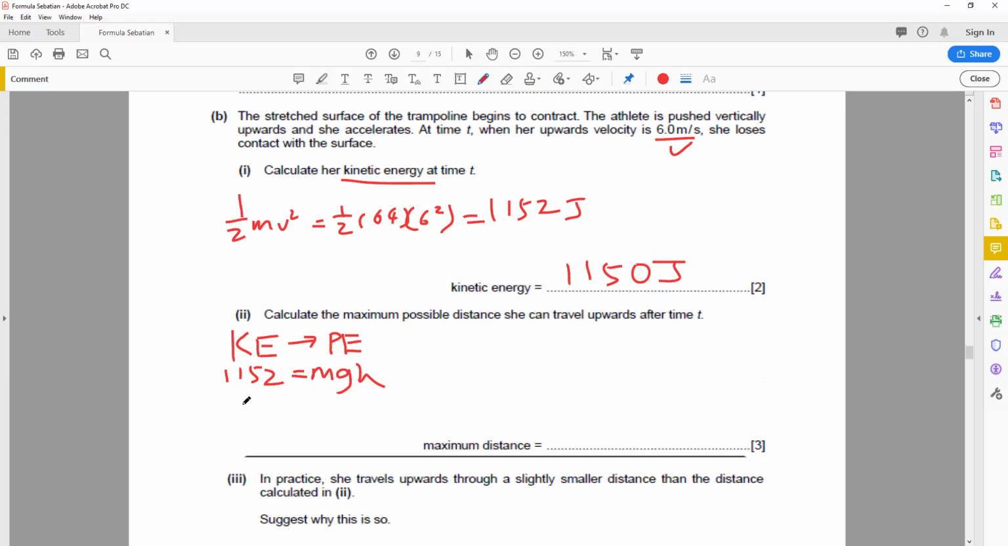In this case, obviously you have the mass already, right? 1152 equals 64 multiplied by 9.8 multiplied by h. So we press the calculator, 1152 divided by 64 divided by 9.8. You'll get exactly 1.84 meters, right? 1.84 meters.